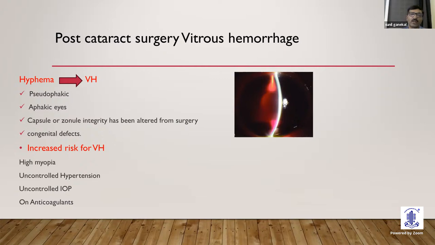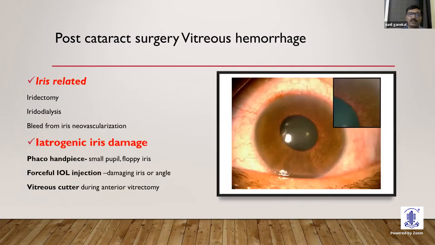Increased risk of vitreous hemorrhage is definitely seen if there is associated high myopia, uncontrolled hypertension, uncontrolled IOP, and if the patient is on anticoagulants or other medications. Another common cause of vitreous hemorrhage post-cataract surgery is an iris-related bleed, whenever you plan an iridectomy, if it is a vascularized iris, if you create an iatrogenic iridodialysis, or bleed from the NVI, as I told before.